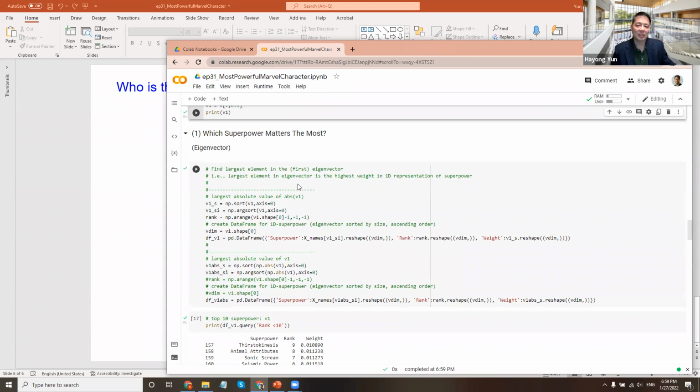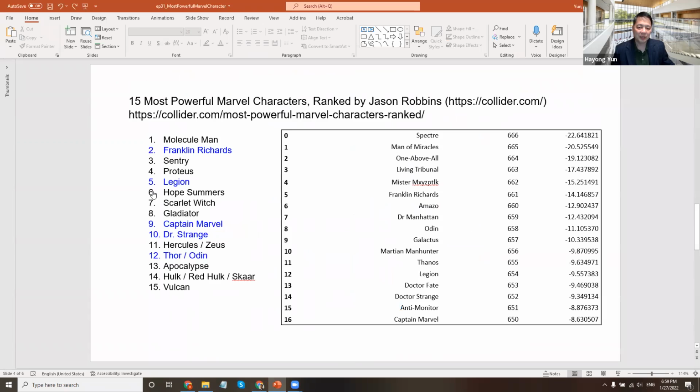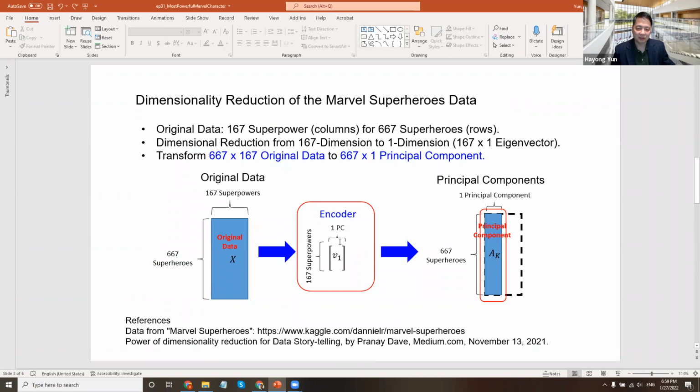Okay, so V1 is the largest eigenvector, and that will be here. Just one eigenvector, a 4-dimensional reduction, isn't it? While getting the principal component is interesting, it's also interesting that this is the weight that we are going to multiply to the original data, meaning each of these vectors is multiplied to the 167 superpowers, right?